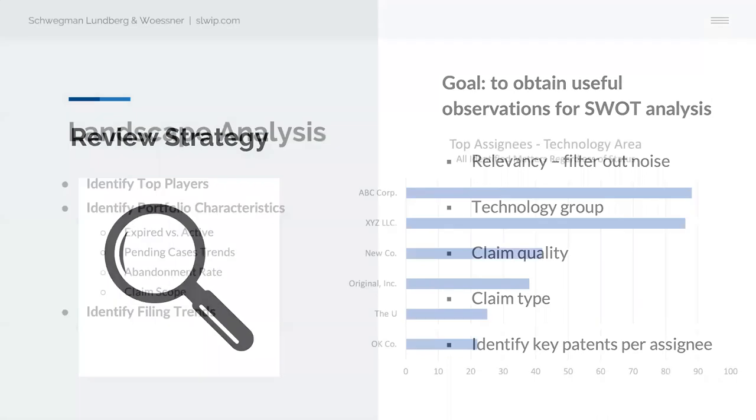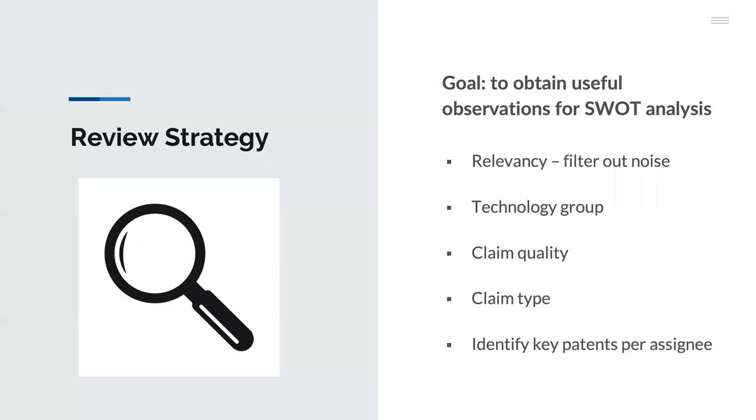And in my personal experience, like Steve had mentioned, the relevancy review can be just a quick review of the abstract and the first independent claim. A quick 30 seconds per patent.